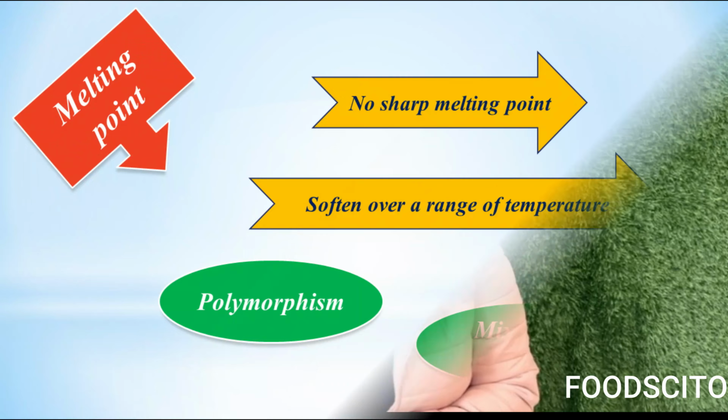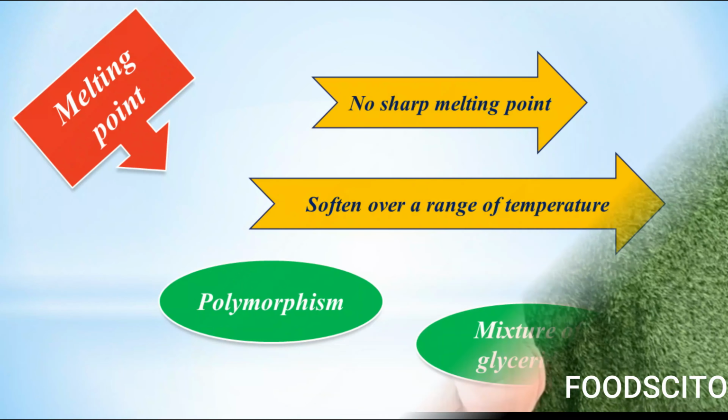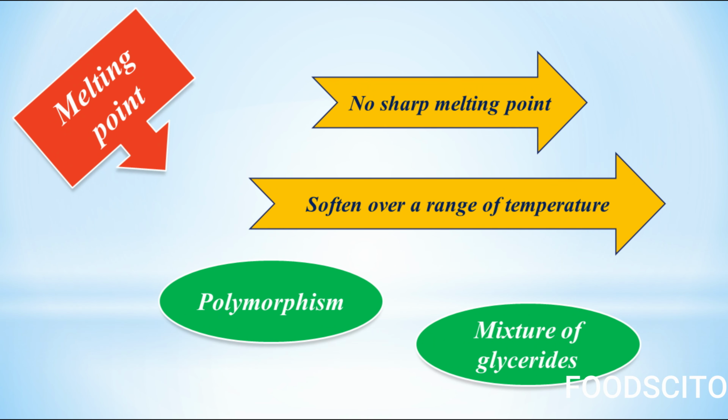Number one, polymorphism, that is existence of fat in different crystalline forms. And the second one, fats consist of a mixture of glycerides, each with its own characteristic melting point. In general, fats with a relatively large amount of unsaturated fatty acids possess lower melting point and are oils at room temperature, whereas those with a higher proportion of saturated fatty acids exhibit higher melting point.